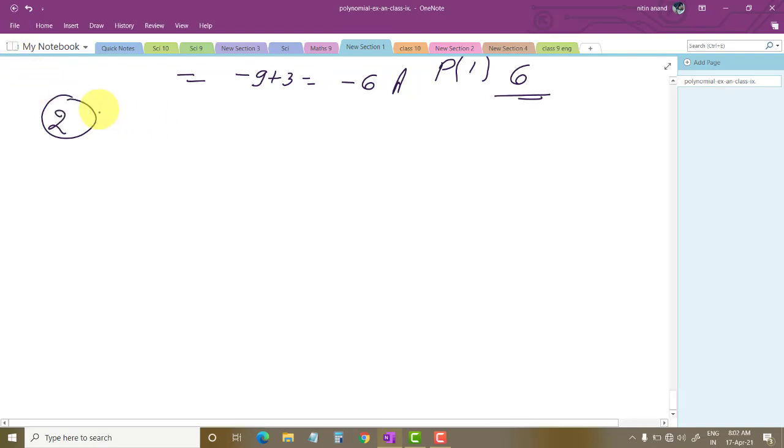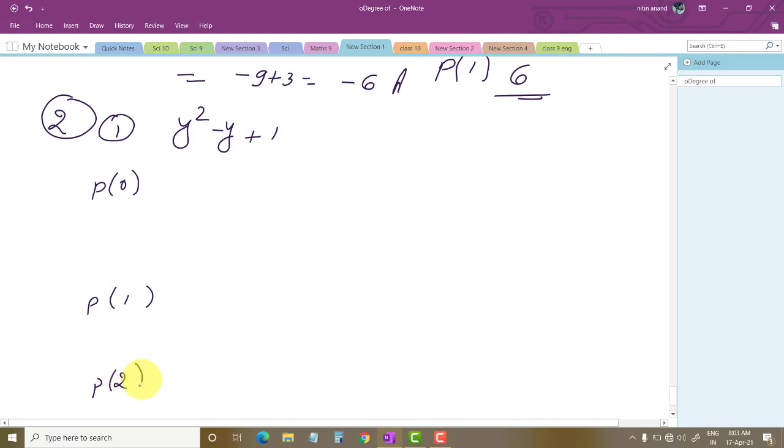First of all, our polynomial is y square minus y plus 1. Y square minus y plus 1. Okay, now we have to find P0, and also we have to find P1, and also P2. Then we will see one by one.